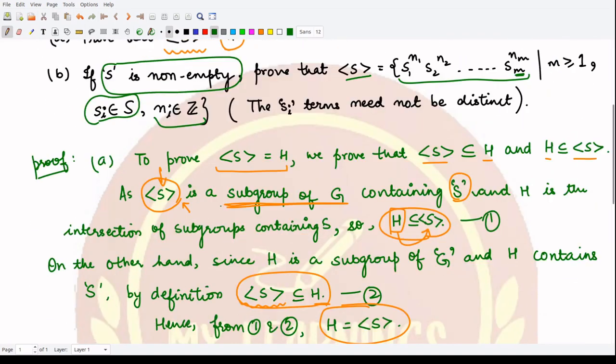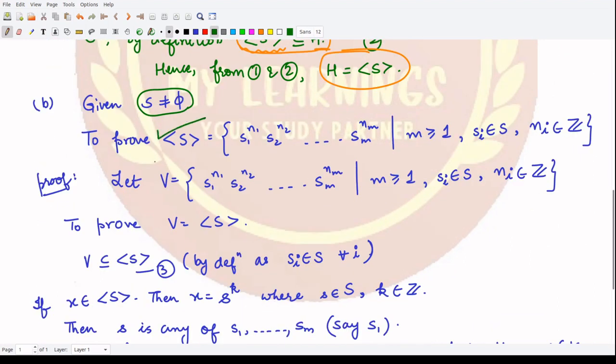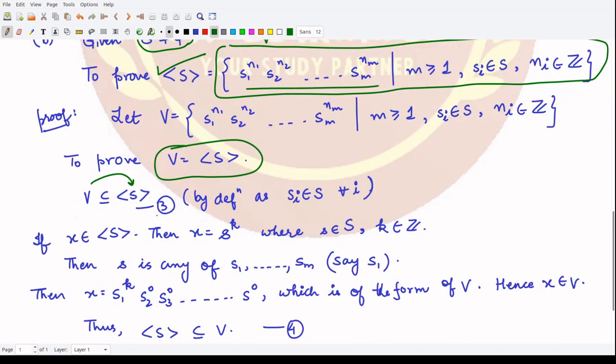Now, taking it that S is non-empty, we have to prove that the set generated by S is this one, right? So what we do, we name this set as V, and we will prove that V is the set generated by S. According to the definition, V is contained in the set which is generated by S. Let's mark this as containment 3. Moreover, we want to prove that the set generated by S is contained in V. So we take some element X from it, and we will prove that this X is also present in V.